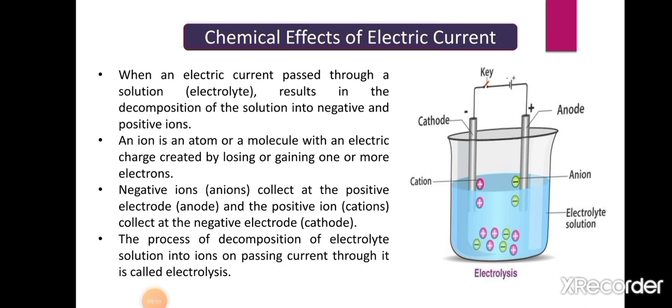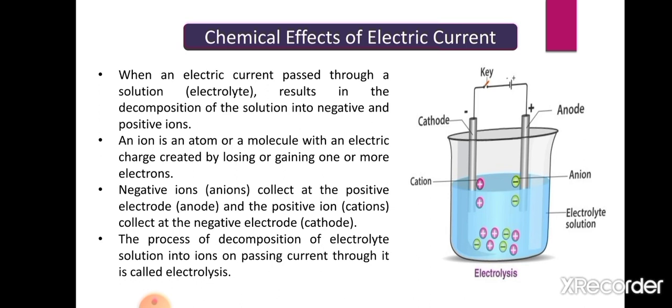Now next topic of this chapter is chemical effects of electric current. In your previous class you have studied about the heating effect and magnetic effect of electric current. Now you will study about the chemical effects of electric current. In the chemical effect of electric current, you have to study about electrolysis.